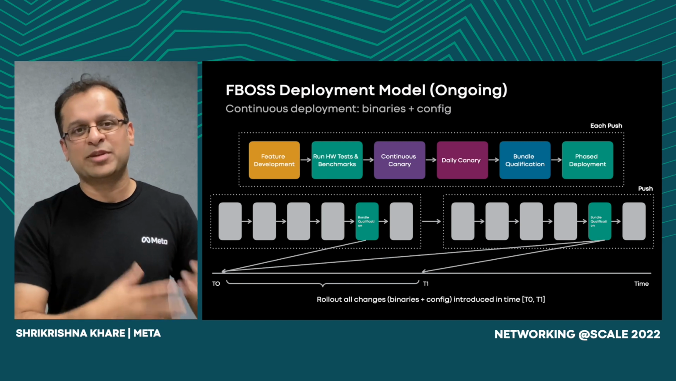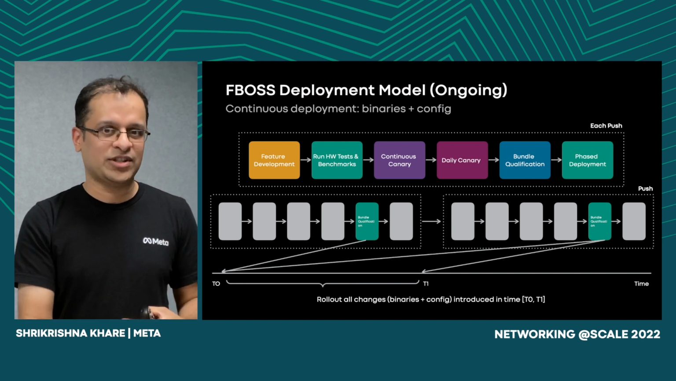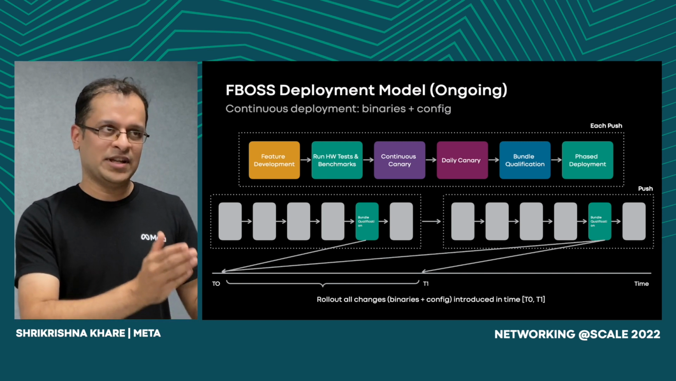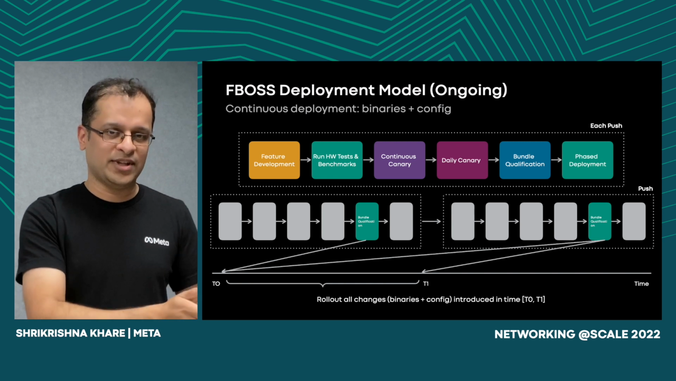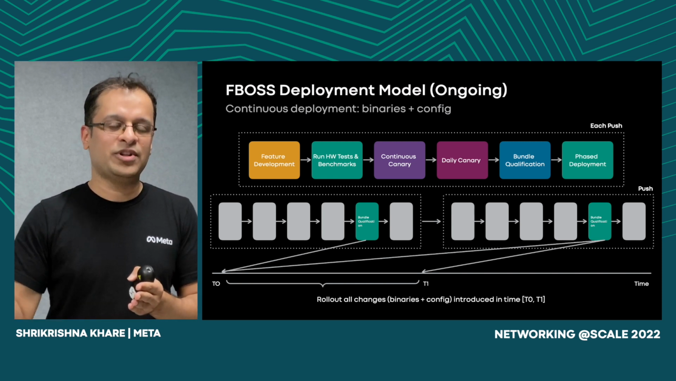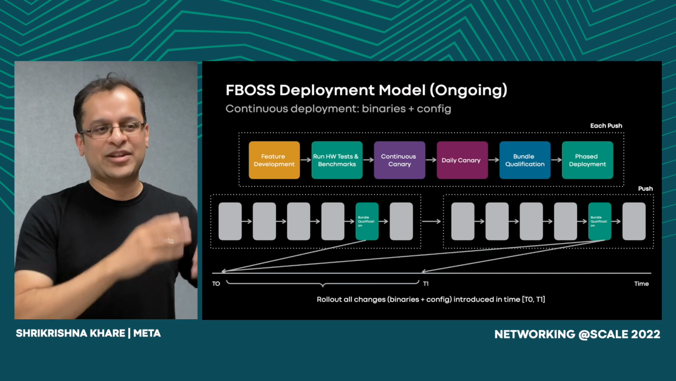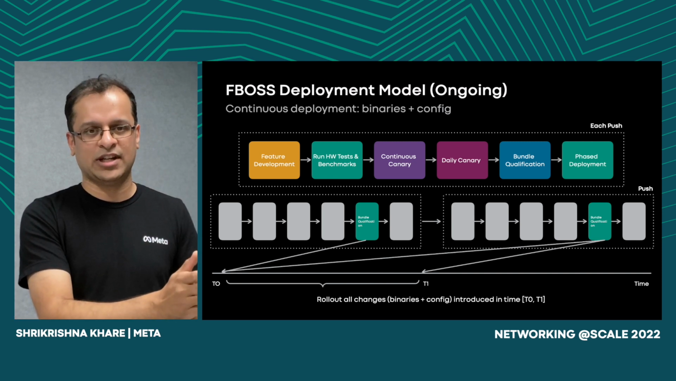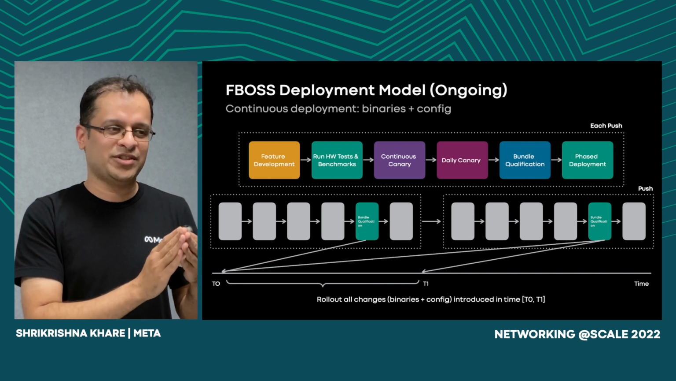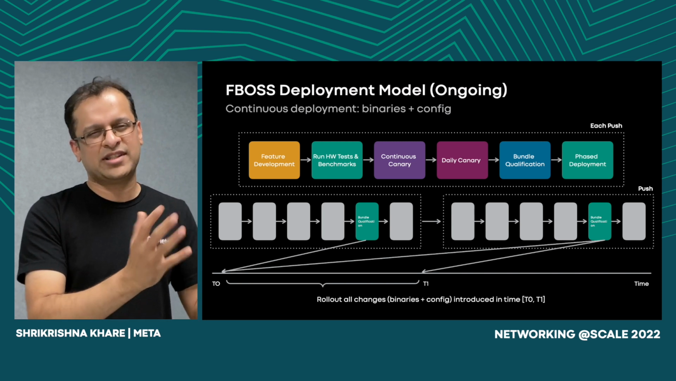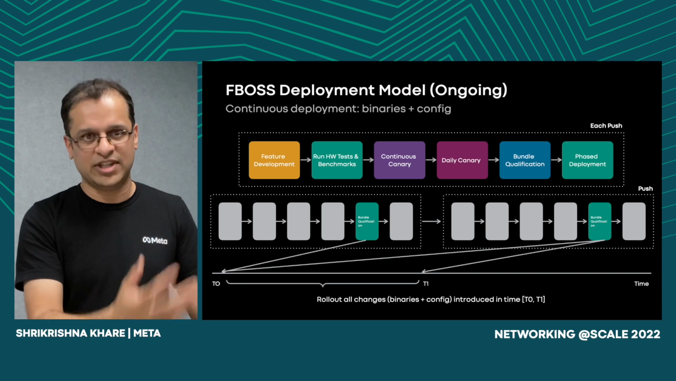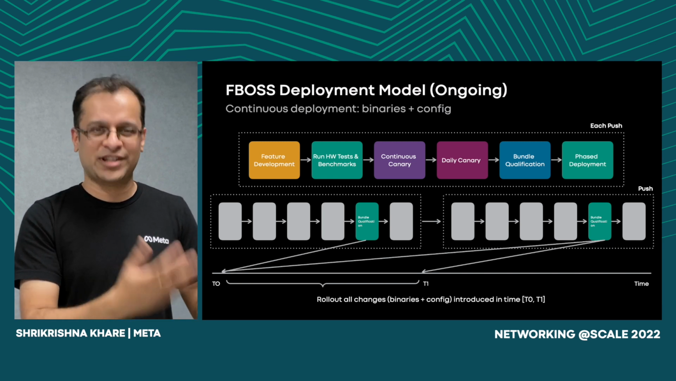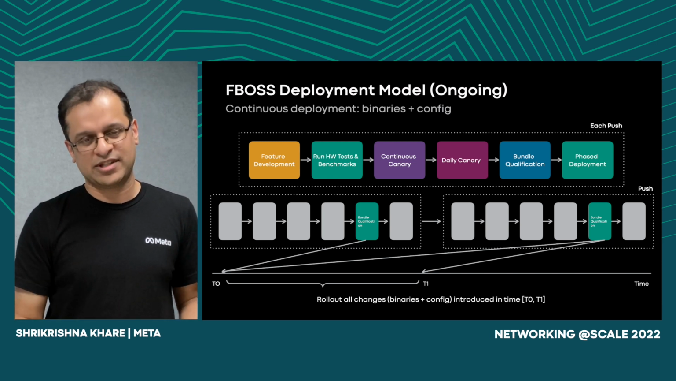But code changes keep coming in. There are code changes as well as config changes. As soon as the current push completes at time T1, we start the next push, which will roll out the changes that were integrated between time T0 and T1. So at any point in time, we are only rolling out changes in a relatively small window. This T0 to T1 is typically of the order of weeks, which means that small incremental changes is how we roll out things in production.